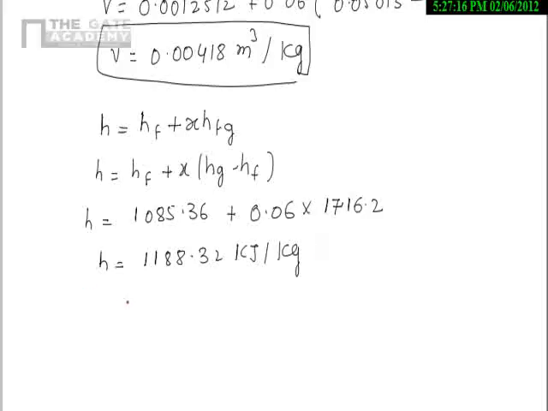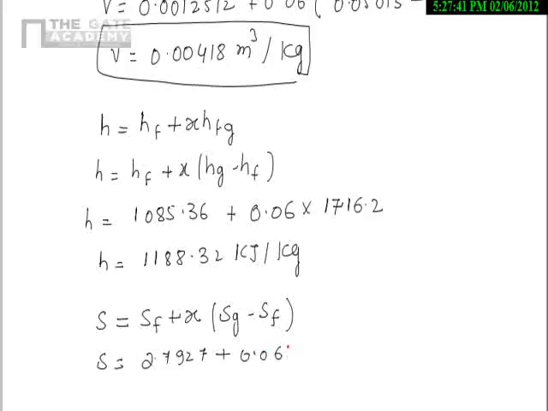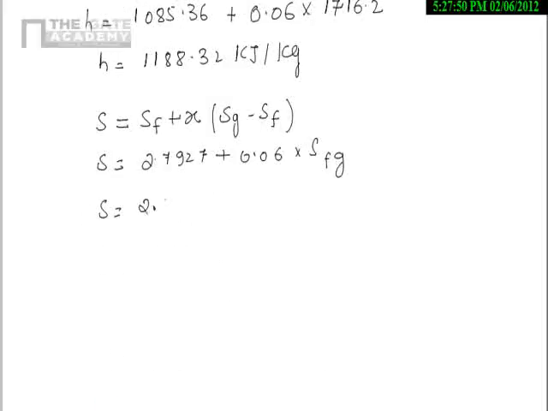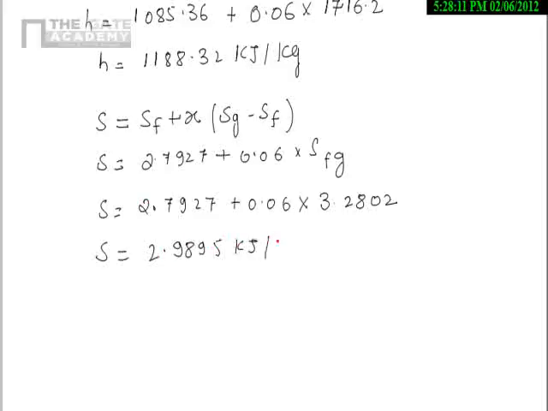Now we can calculate the specific entropy of the mixture. We have the formula s equals sf plus x times (sg minus sf). Now sf, we know the value of sf is 2.7927, x is 0.06, and the difference is given in the problem, that is nothing but sfg. So s equals 2.7927 plus 0.06 times sfg, which is 3.2802, and if you calculate this, you will get 2.9895 kilojoule per kg. So this one is the specific entropy of the mixture.